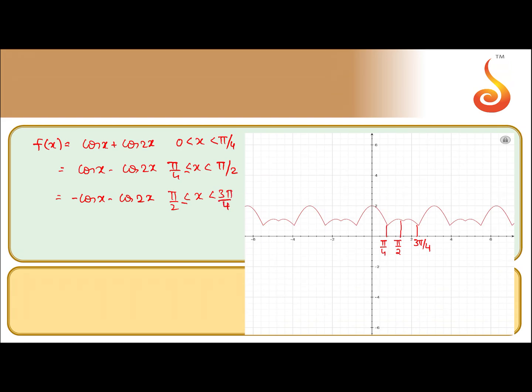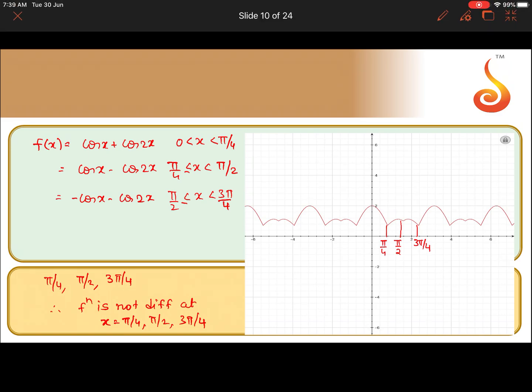What we observe, function is changing its behavior at pi by 4. It is changing behavior at pi by 2. It is changing behavior at 3 pi by 4. All these 3 points we are getting sharp edge. Therefore, function is not differentiable at x is equal to pi by 4, pi by 2 and 3 pi by 4. Anyhow, they have given the open interval 0 to pi. Therefore, we can't take the endpoints. So therefore, function is not differentiable at 3 points.